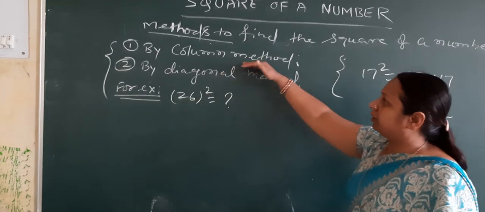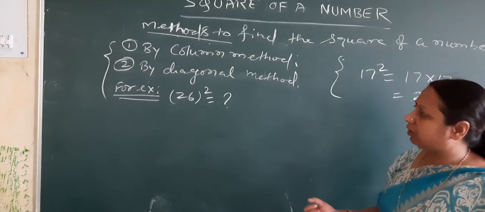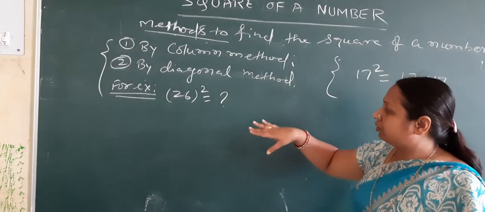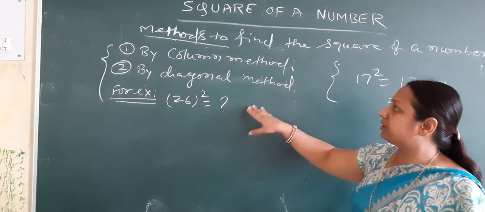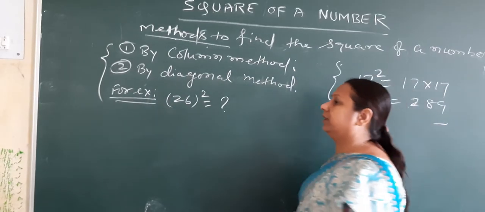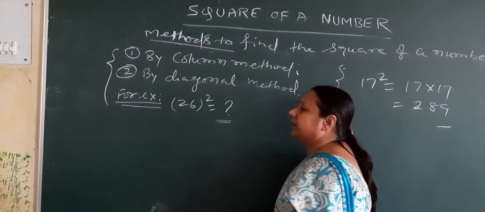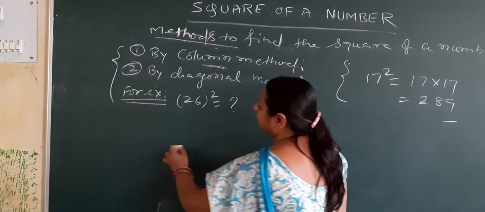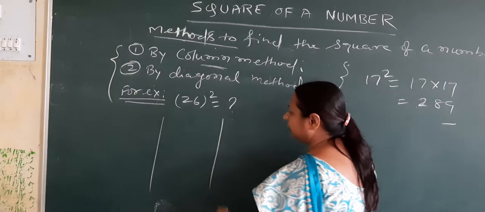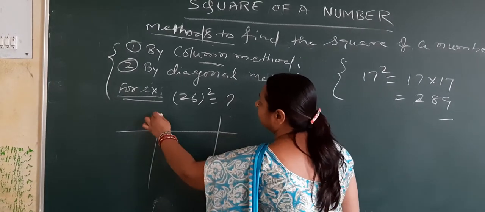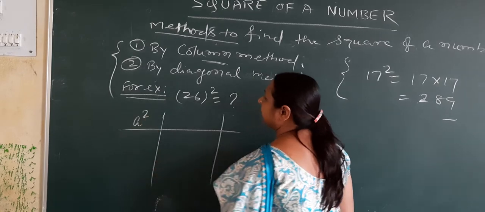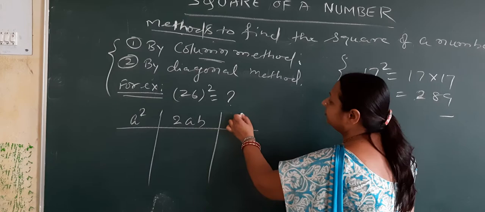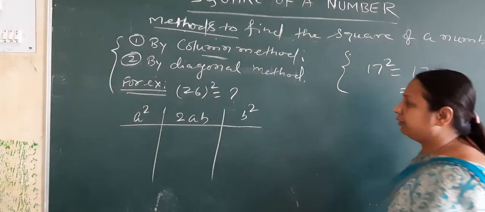By this column method, how can we find the square of a number? For example, we have a number 26. So, we have to find the square of 26 by this column method. To solve by column method, first we need to make a column. As the name shows, column method, you make a column. In the first column, we write a square. In the second, we write 2ab. And in the third, we write b square.